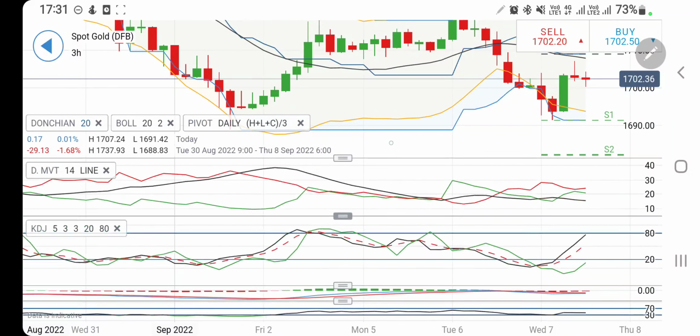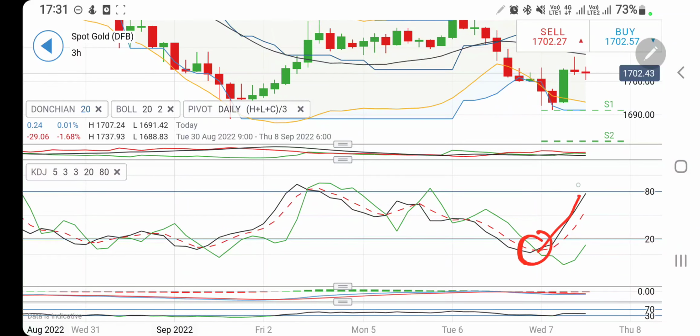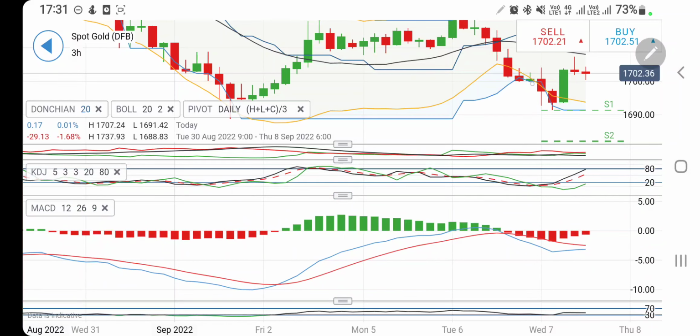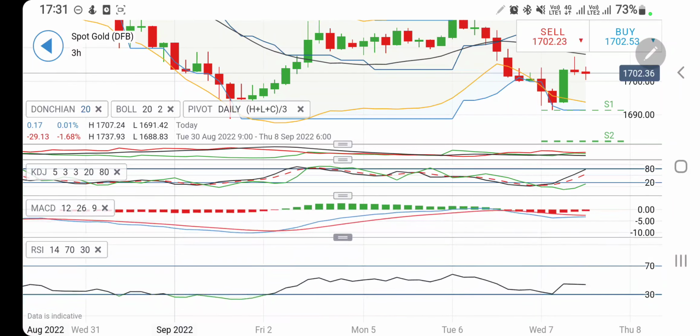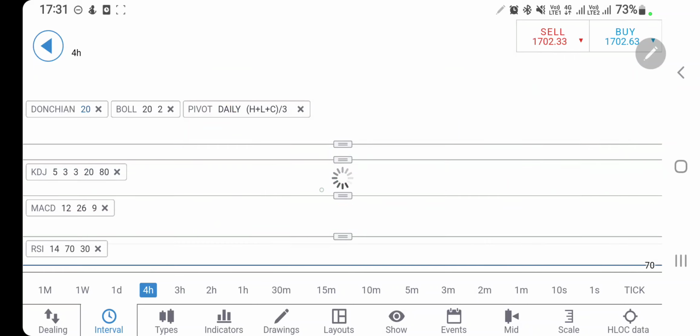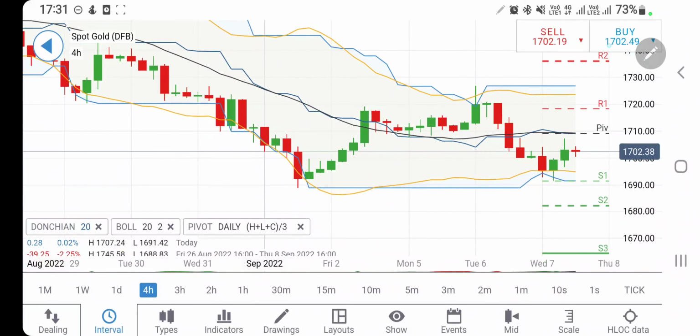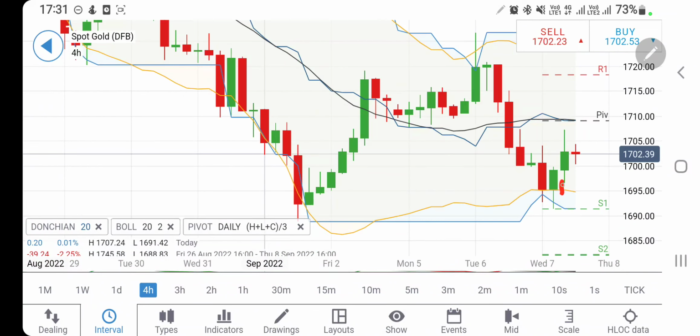Directional movement is bearish. Stochastic has seen a low, trying to see a high, and it has still got the bullishness there. MACD is trying to converge, crossover for a bullish move. It is trading in red right now. RSI trading flat.